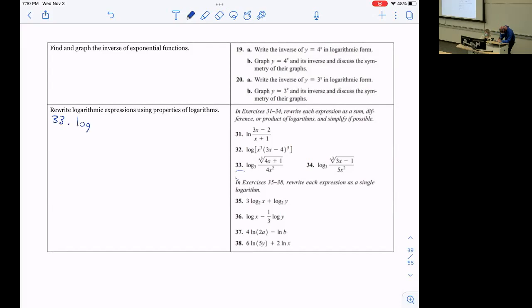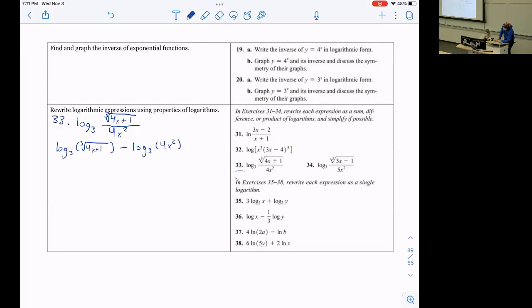we have log base 3 of the cube root of 4x plus 1 over 4x squared. Anytime we have division inside a logarithm, we can change it to subtraction. So that can be our first step. So we have log base 3 of the cube root of 4x plus 1, minus, because that was on top, log base 3, our bases will always stay the same, of 4x squared.